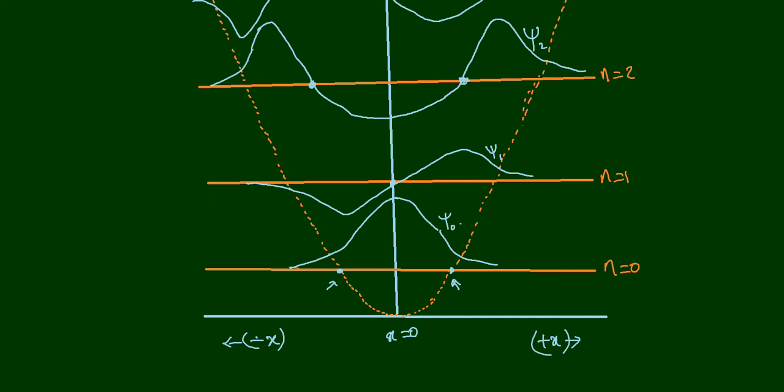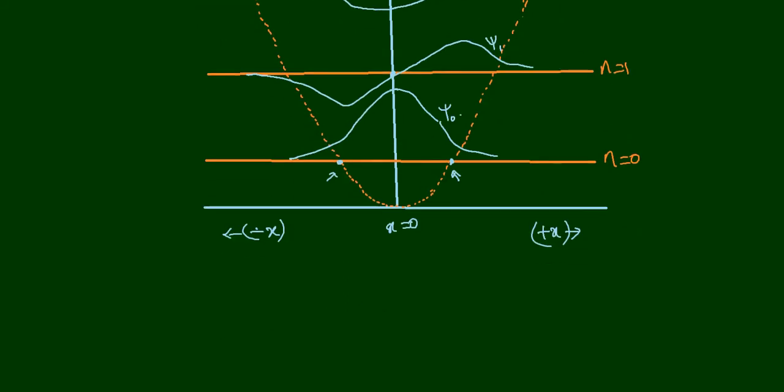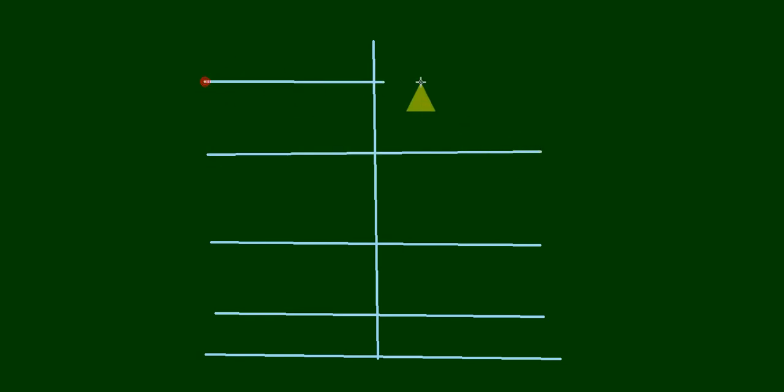Okay, and if we go for the plots of psi square, then we can plot psi square like this. See, this is the vertical axis, and here I have the horizontal axis. And if I am plotting psi square, here I have this one for psi 0, this one for psi 1, this one for psi 2, and this one for psi 3.